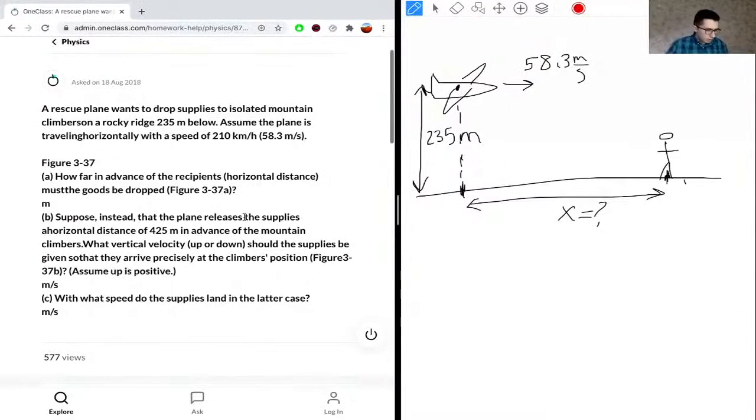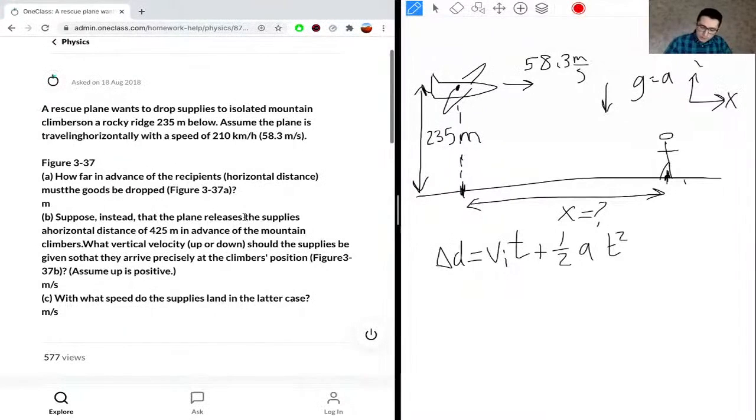So this is a kinematics question, and we need to use the kinematics equations to solve it. Some values that we're given are the height and the speed. So the first kinematic equation we should use is delta d equals vi, the initial velocity, times time, plus a half acceleration t squared. We know that gravity is the acceleration and it's pointing down. So let's define a coordinate system, which will help us. I'll say positive x in this direction and positive y in this direction. And we know gravity is 9.8 meters per second squared.